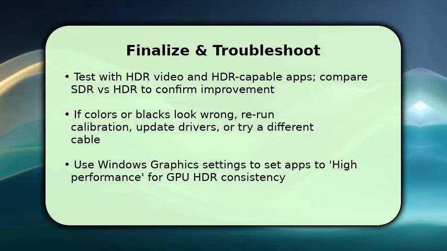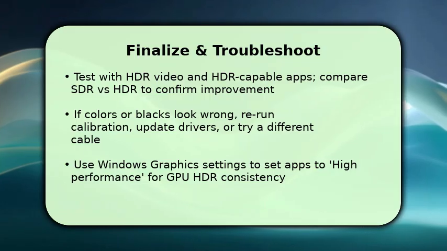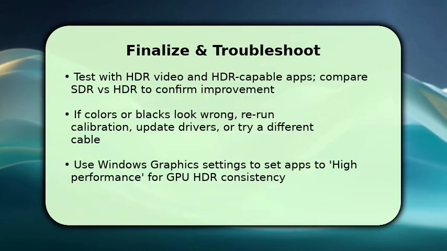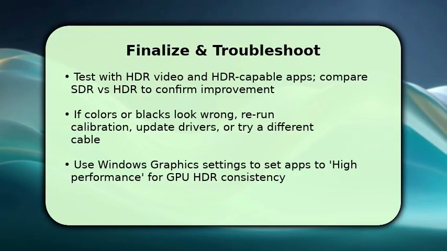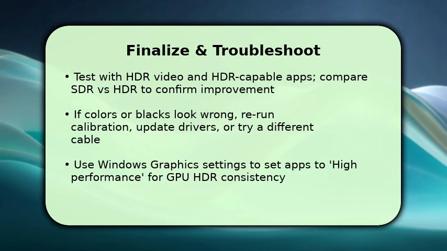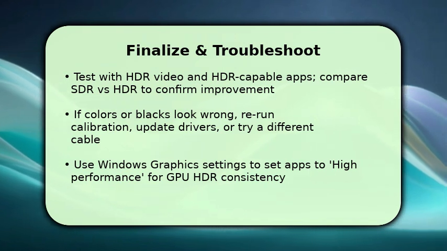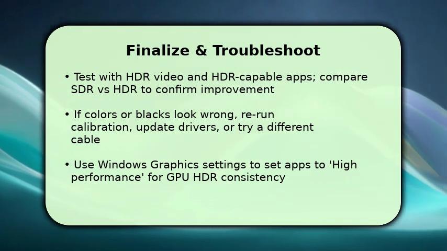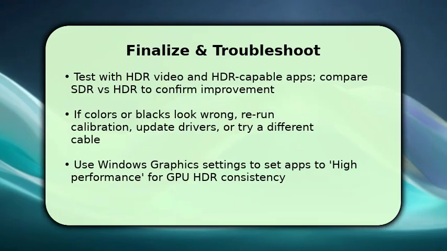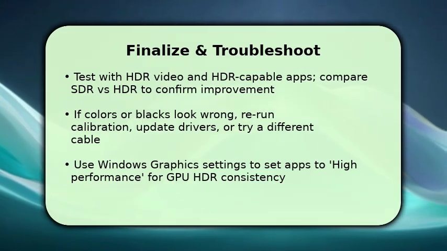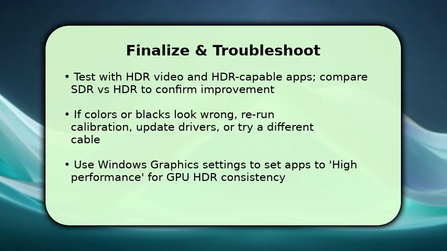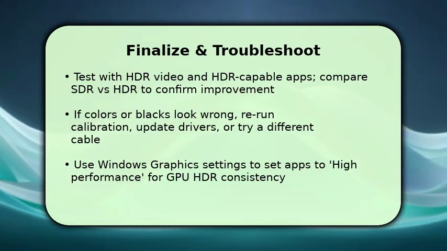If colors look off or blacks are crushed, rerun the HDR calibration, update GPU drivers, and try a different qualified cable. Many issues trace back to bandwidth or driver mismatches. Finally, set demanding apps to high performance in Windows graphics settings to ensure the dedicated GPU drives HDR consistently and reduce flicker or brightness drops.